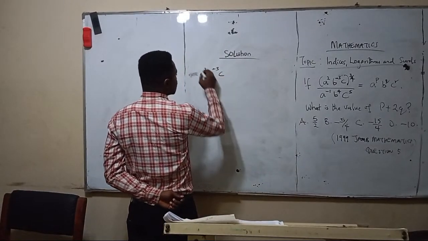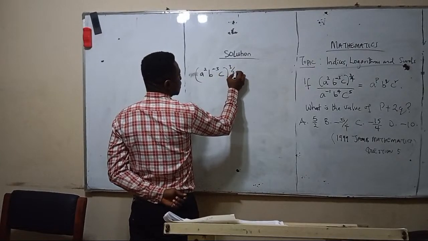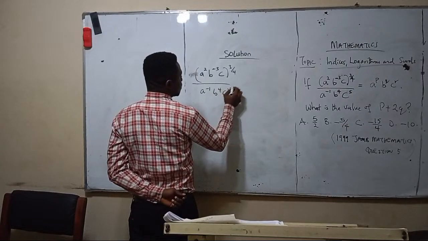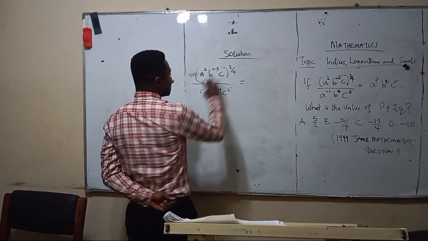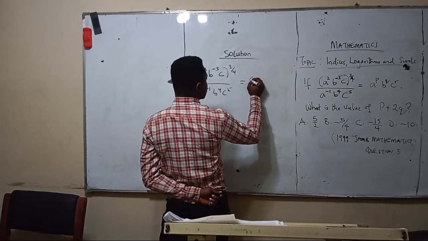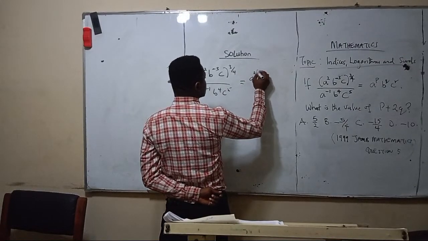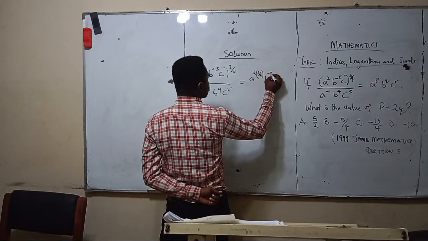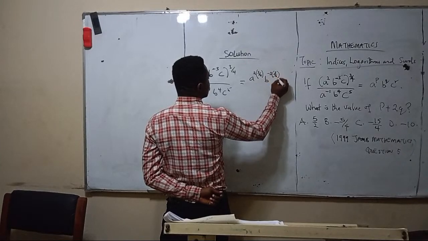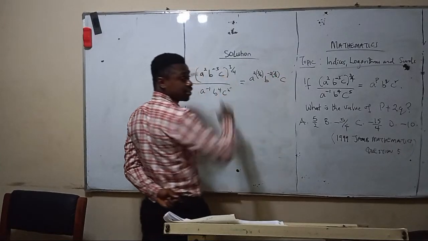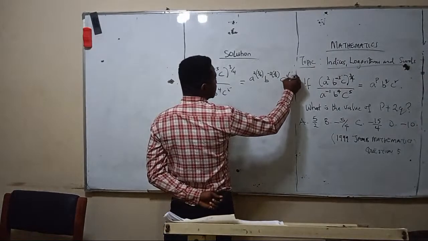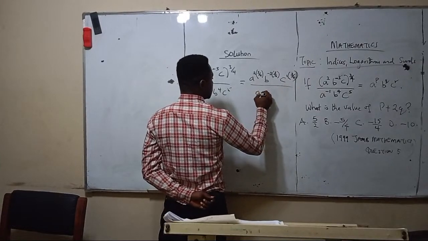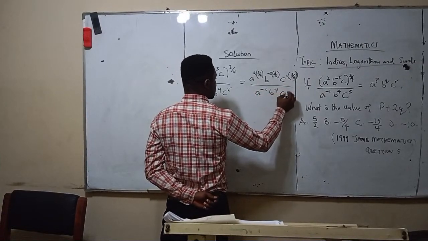Then c, all over a raised to power minus 1, b raised to power 4, c raised to power 5. This is the same as saying, let's open up this bracket. We have a raised to power 2 times 3 over 4, b raised to power minus 3 times 3 over 4, c raised to power, this c here is c raised to power 1, so 1 times 3 over 4. Everything will be over a raised to power minus 1, b raised to power 4, c raised to power 5.